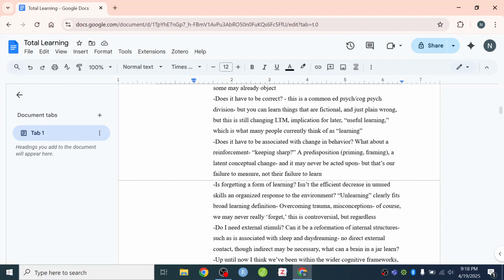What can a brain in a jar really learn? Can you really learn with just an internal conversation? But certainly, in a pragmatic sense, you can learn a lot with an internal conversation with the latent experiences that you've taken in. You don't need a new experience in order to learn something new.